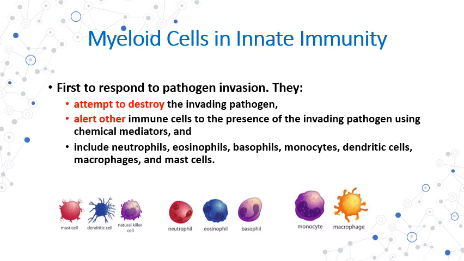All right, so myeloid cells, that you have seen before, hopefully you watched the movie, right? What they're going to do is identify and try to kill the pathogen. They're going to ring the alarm bell and alert other cells that something is happening. So what are the cells that are used here? All of those cells of your myeloid lineage.